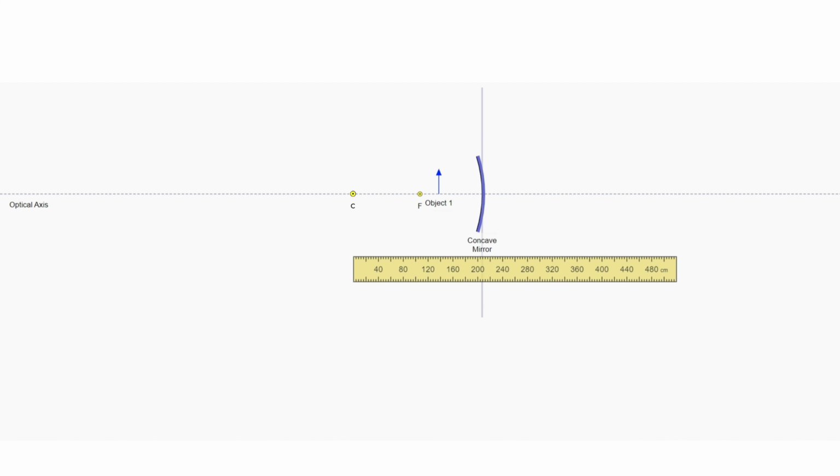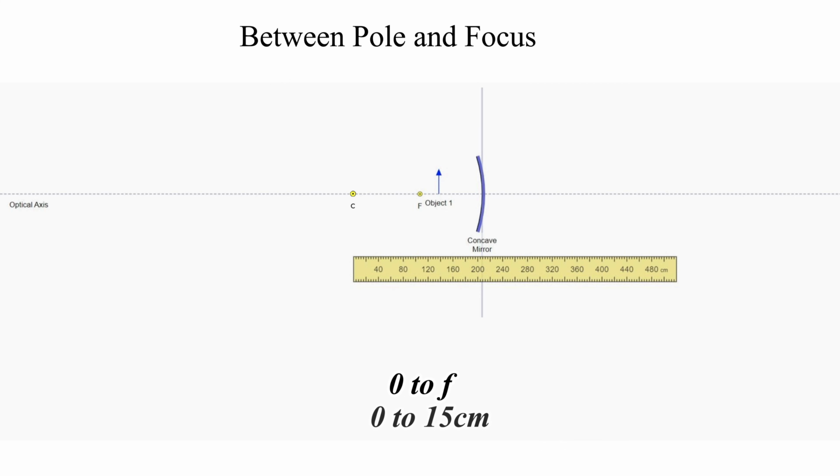It is a known fact that a concave mirror produces an erect image only when the object is placed between pole and focus. Therefore, the range to obtain an erect image will be 0 to focal length. Focal length is given as 15 cm, therefore the range comes out to be 0 to 15 cm.